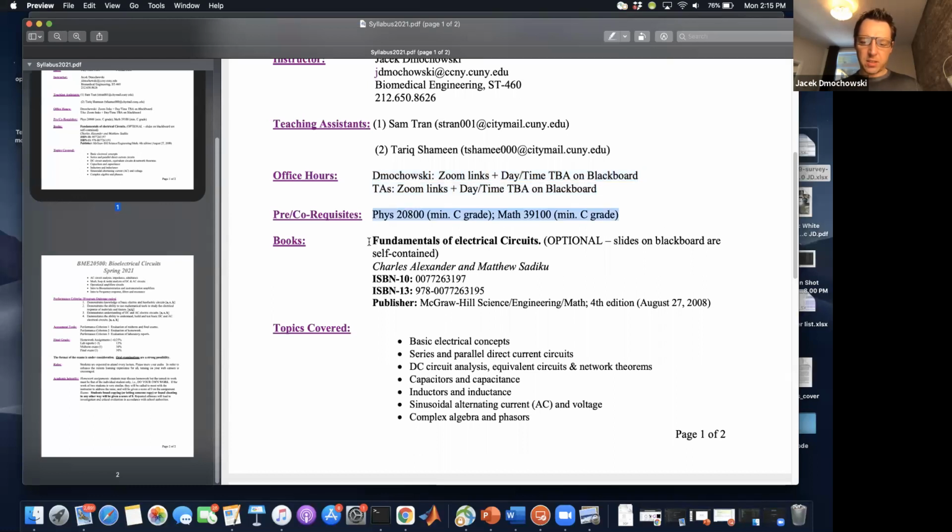You all know the prereqs. There is a nominal, this is a non-zero textbook course. You don't need a textbook. However, lots of students obtain a textbook as a supplementary learning tool. And here's the information that you need: the author, title, and publisher. Many of you are resourceful and can obtain this textbook.